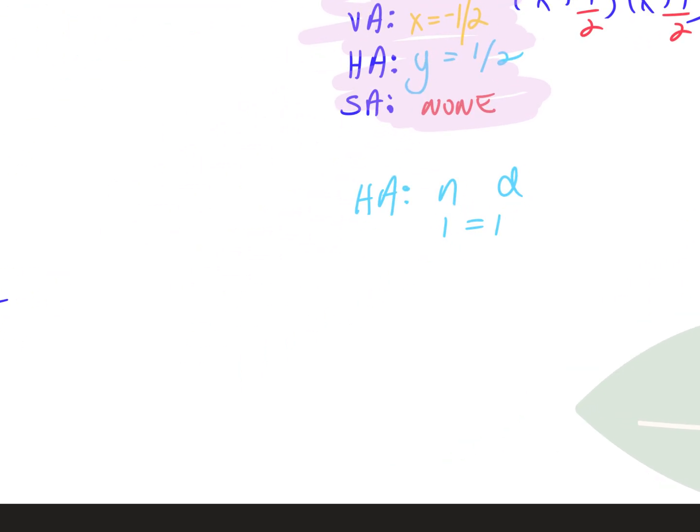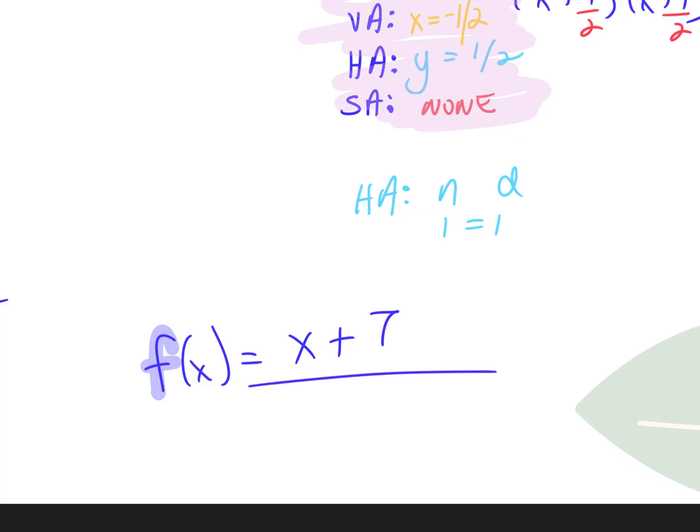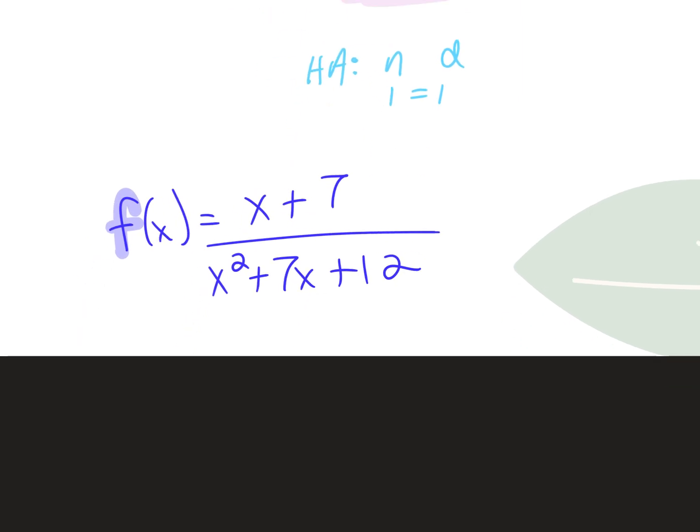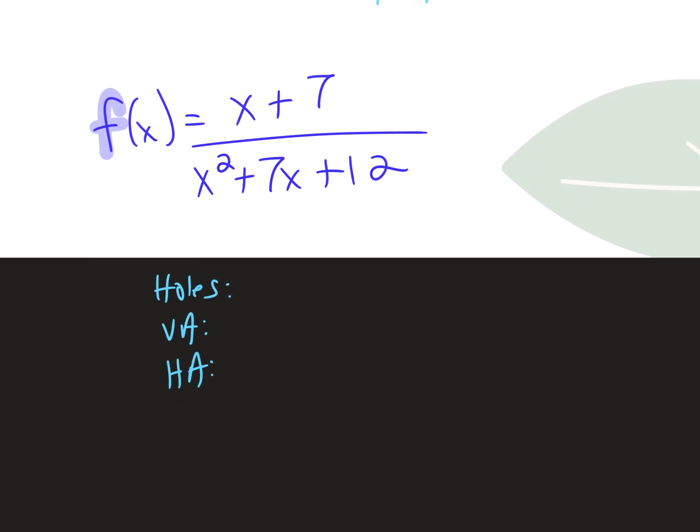All right, one last thing I want to talk about, and then we are finito. Say you had this, guys. You don't even have to write this down. You can just watch. You have f of x equals, we'll say, x plus 7 over x squared plus 7x plus 12. All right, first thing you want to check for is holes, right? And then your vertical asymptote, your horizontal asymptote, and your slant asymptote.